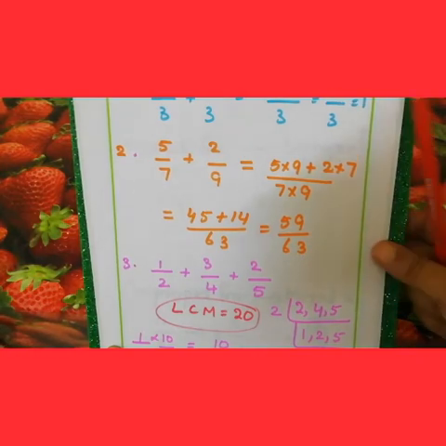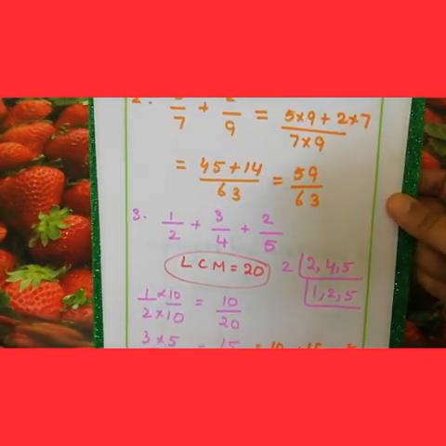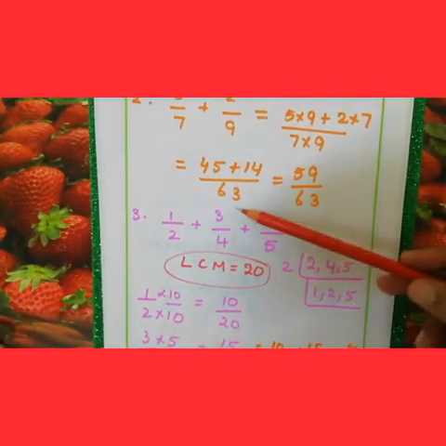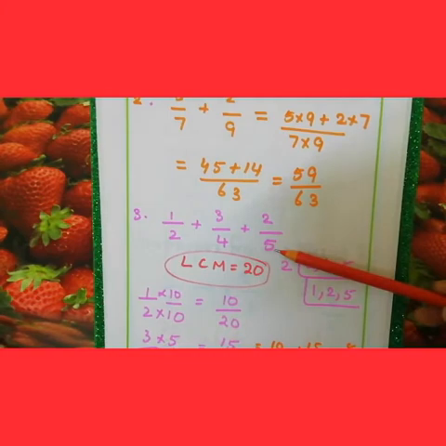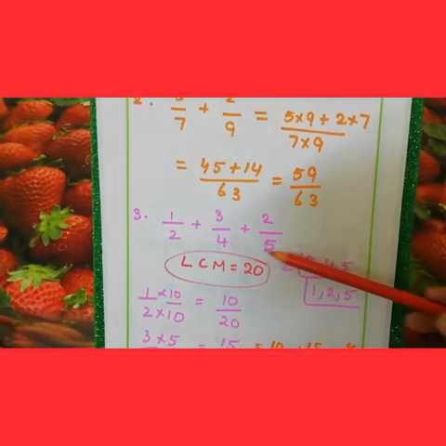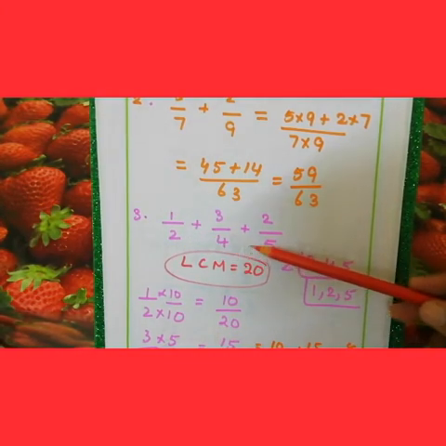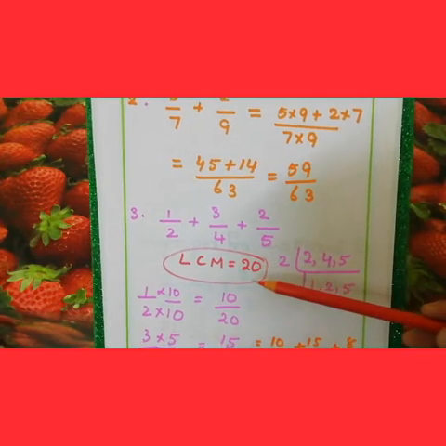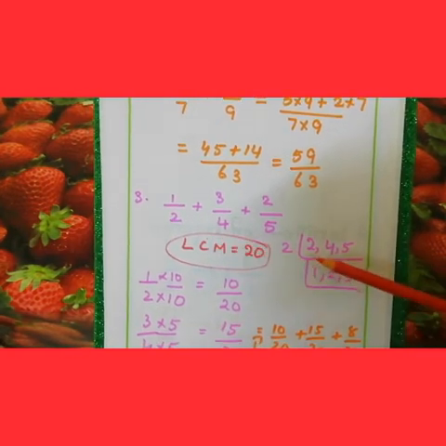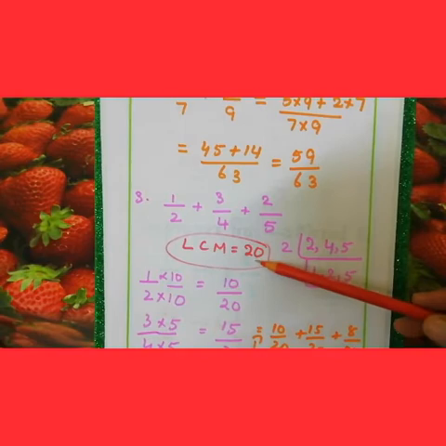Then, next example. Three fractions are there: 1 by 2 plus 3 by 4 plus 2 by 5. Here also we need to keep the denominator the same. For that, take the LCM. The LCM of 2, 4 and 5 is 20.